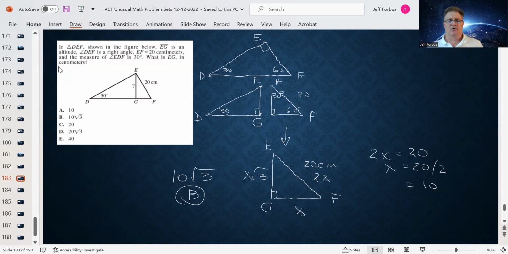Just a word of advice. Also, make sure you know the 45, 45, 90 triangle side lengths. It's a special triangle. All right.